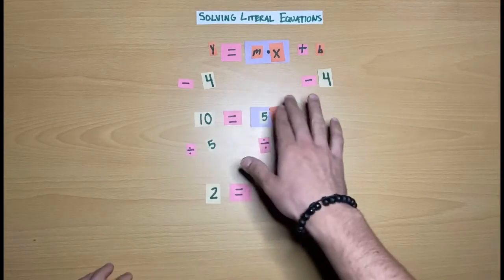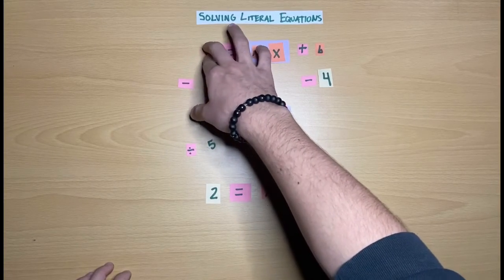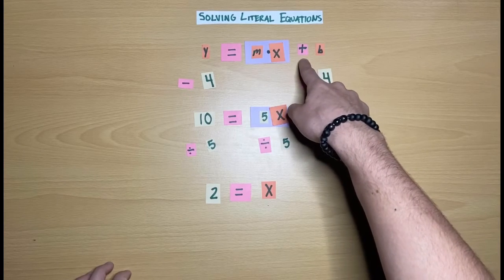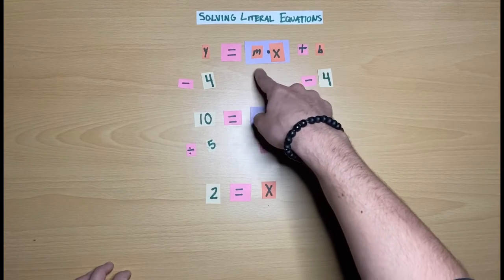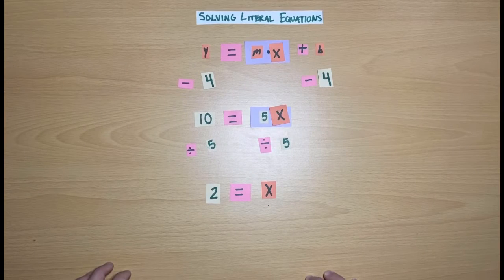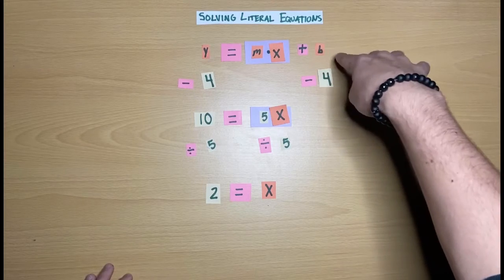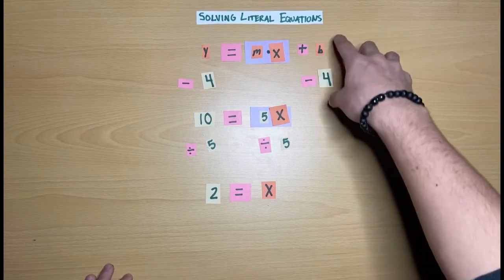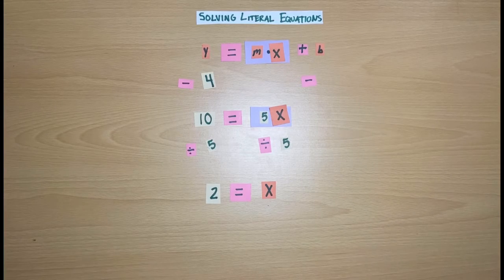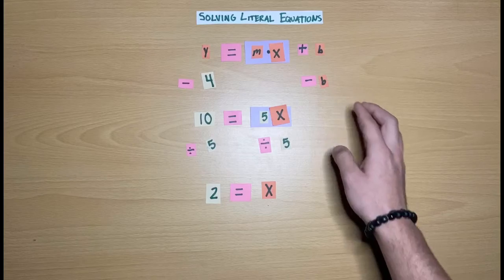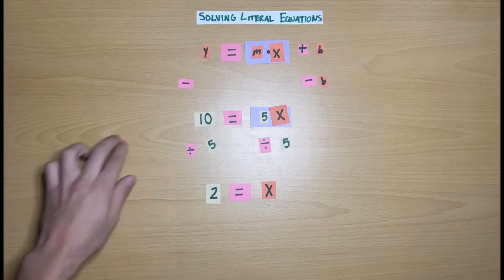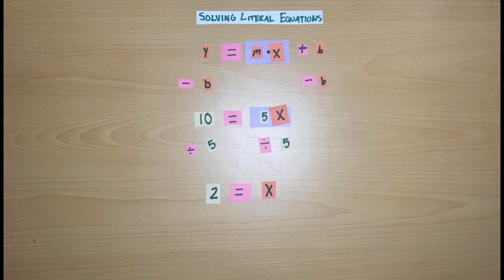Again, we have the same relationships, except now we have different letters instead of numbers. But as you can see, the b is still being added, the m and x are still being multiplied together, and the y is still over here all by itself. So now, to get rid of this b, again, how we got rid of that 4, we want to get rid of this b by subtracting b. And of course, we need to do this to both sides. So we'll subtract b from both sides.